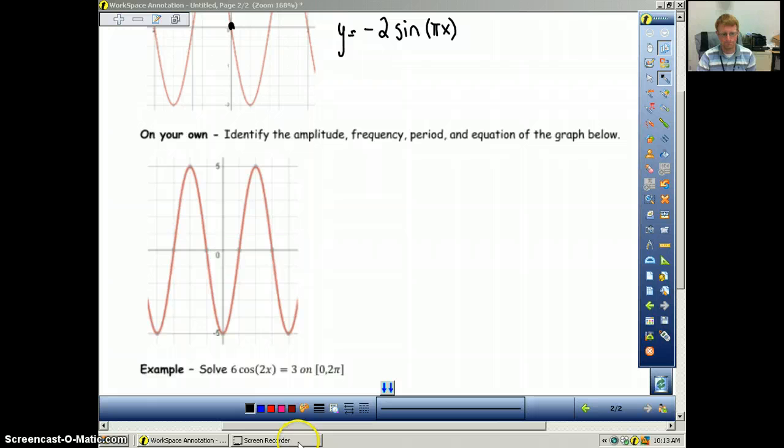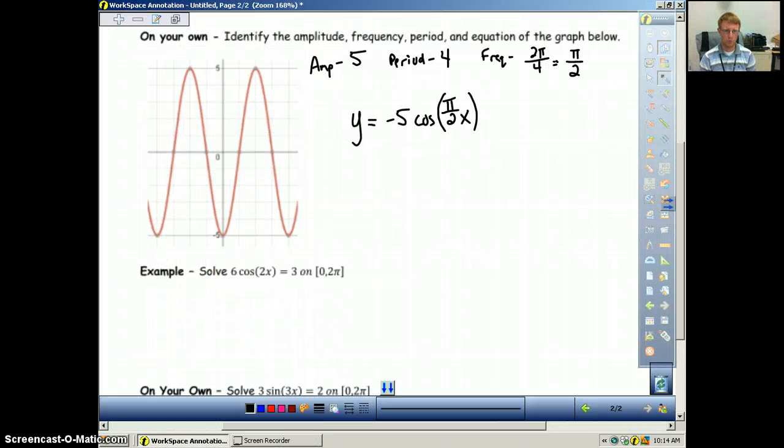Let's see how you do. In this one, you should have gotten an amplitude of 5 because it goes from 0 to 5. The period here is 4 because it takes from 0 to 4 for it to go through a full cycle. 1, 2, 3, 4. That's how you got that. So you started at a minimum, got to a minimum again. That'll tell you what a full cycle is. So therefore, we used the period to get our frequency, which ended up being pi halves.